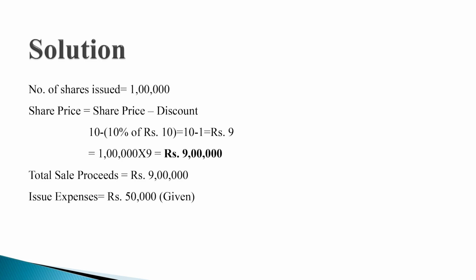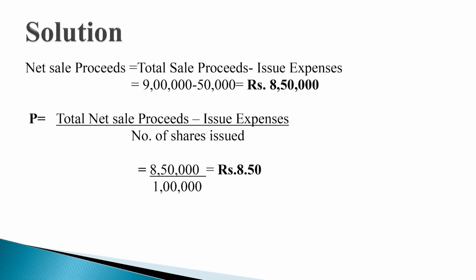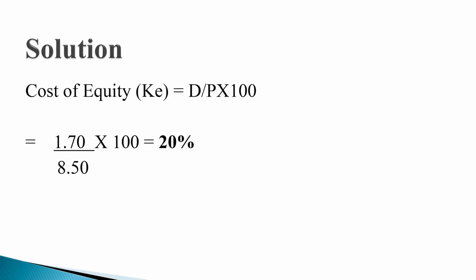Now what we want? Issue expenses, that is 50,000, they are given in the problem. So 9 lakh minus 50,000 divided by number of shares issued, that is 1 lakh, is equal to rupees 8.50. Means the P is equal to 8,50,000 divided by 1 lakh, it is equal to rupees 8.50. Finally, we can calculate the cost of equity is equal to D divided by P into 100. So dividend per share we calculated 1.70 divided by P value we calculated 8.50 into 100. So we will get 20% as the cost of equity capital under dividend yield method.